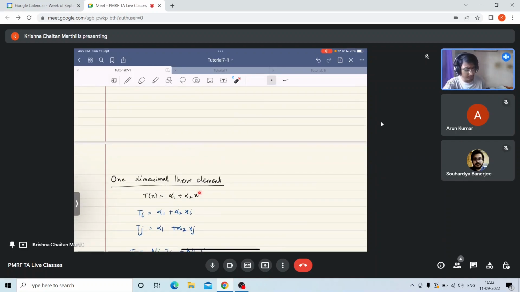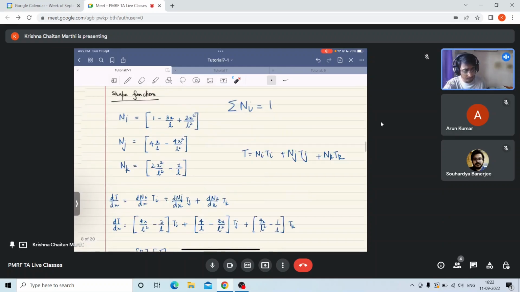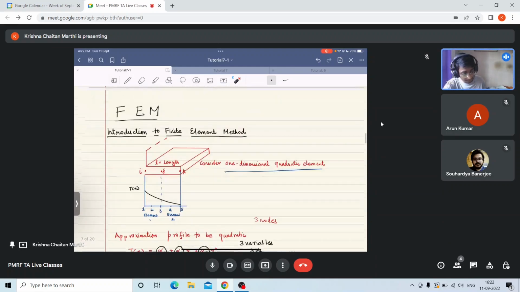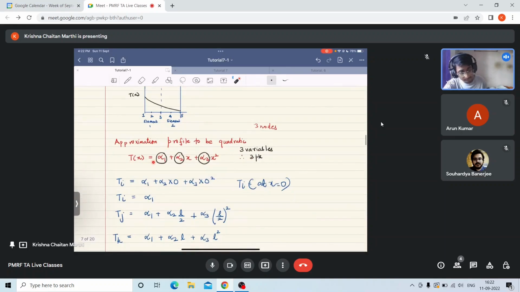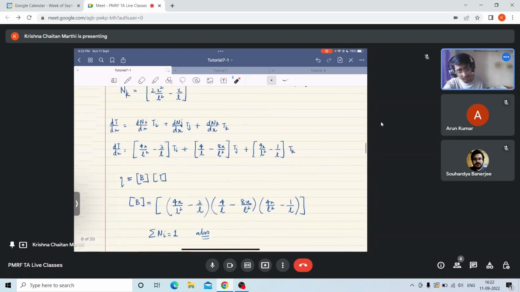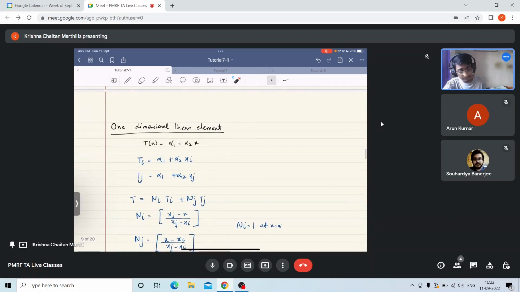Also we can have linear elements. Here you can see we have considered a quadratic element. For a quadratic element we require 3 points, but for a linear element we require only 2 points, since there are 2 unknowns. So T of x is equal to alpha 1 plus alpha 2 x, T of i is equal to alpha 1 plus alpha 2 xi, and T of j is equal to alpha 1 plus alpha 2 xj. So from this I can get the values of alpha 1 and alpha 2, right? So what is the value of alpha 1 and alpha 2?